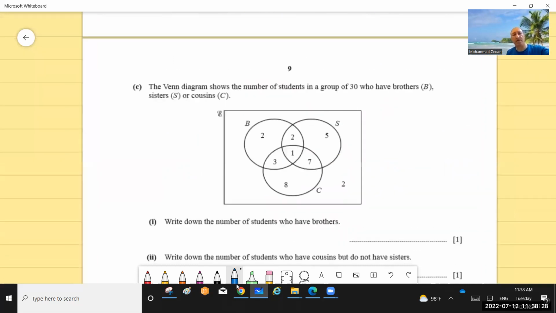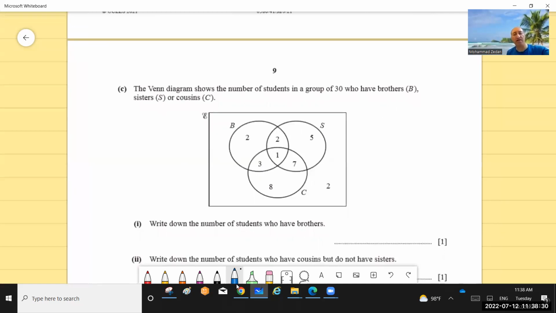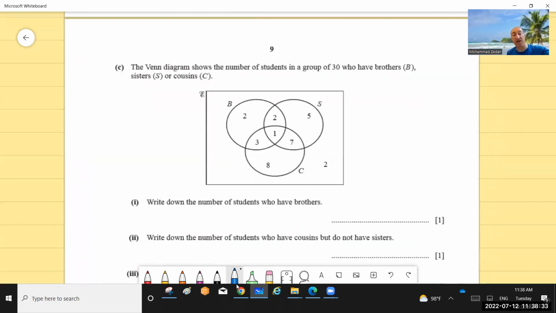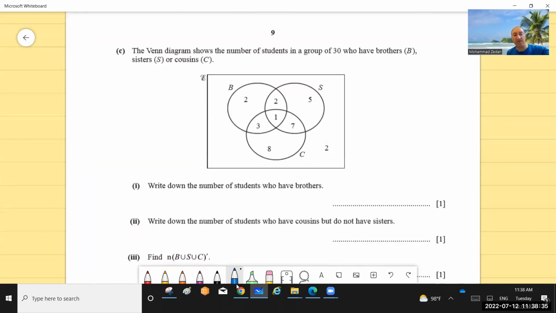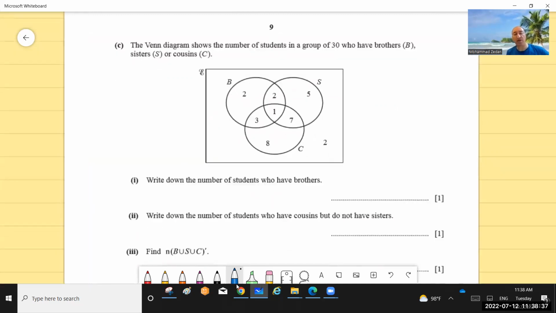The Venn diagram shows the number of students in a group of 30 who have brothers B, sisters S, and cousins C. Write down the number of students who have brothers. Just count in the set of brothers, add all numbers: 2 plus 2, 4, plus 4 is 8. Write down the number of students who have cousins but do not have sisters. This is the set of cousins. Just remove the part of sisters, remove this one and this one. So you have 3 plus 8, which is 11 only.